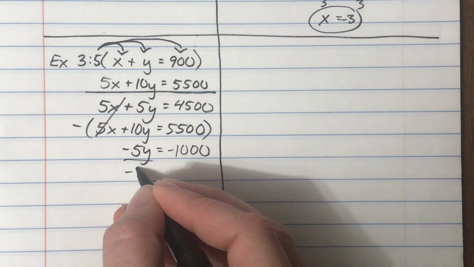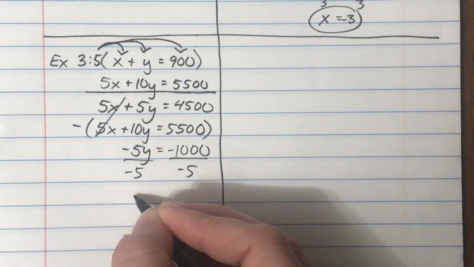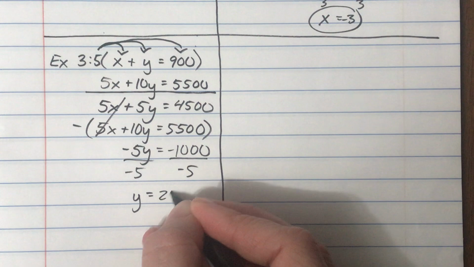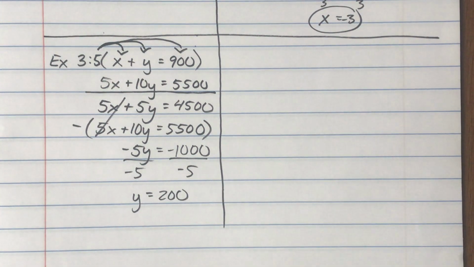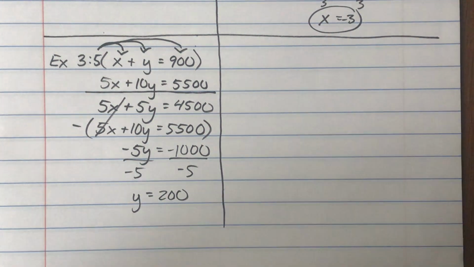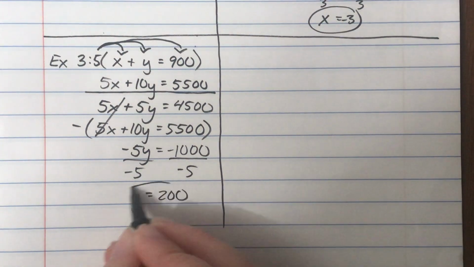And then we just have to divide by negative 5. So divide by negative 5, y equals 200. And I'm ready to plug that back into one of my initial equations. And so I'm going to take it.